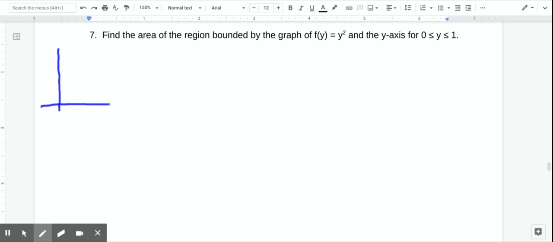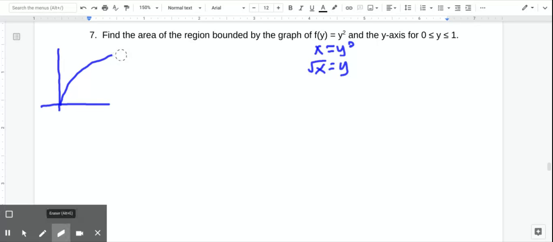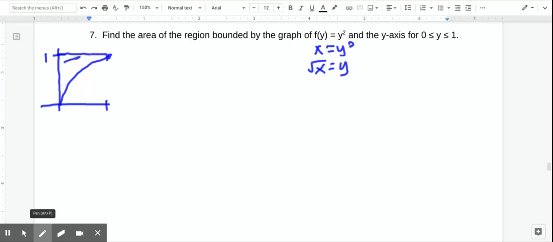So let me get this graph. Now, remember this is basically x equals y squared. So if you solve it for y, this is the square root function. Okay, so we know what this is going to look like. It's going to look like this, which we don't need that part of it. Okay, and we are going from 0 to 1 in the y direction. So it does go through this point 1, 1. But this is the area we're trying to find, this area right here.